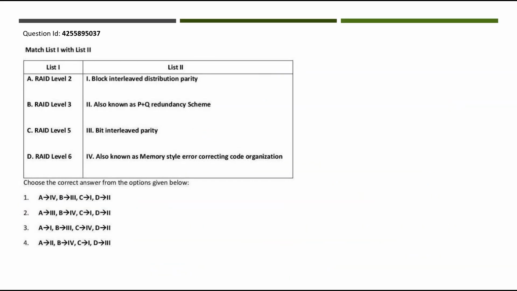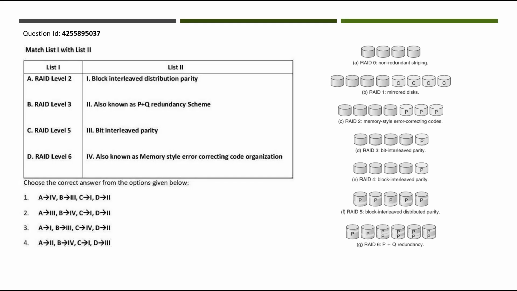Next question. This is about RAID levels and this has been quite a very repeated question in the previous year question papers. So let's get into the diagram. RAID level 2 is memory style error correcting code. A will be mapping to 4. A4 is available only in one option. RAID level 3 is bit interleaved parity. B is mapping to 3. RAID level 5 is block interleaved distributed parity. C is mapping to 1.